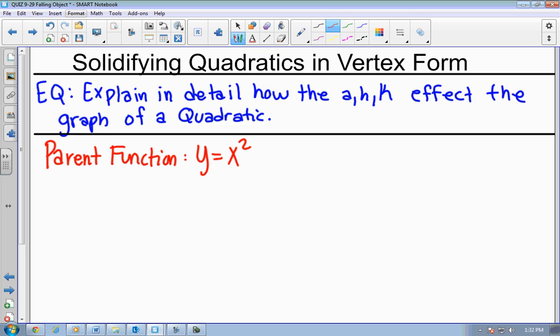Remember in junior high you learned about the vertical line test of functions? As long as the vertical line test passes, which means each x only has one y, it's a function.